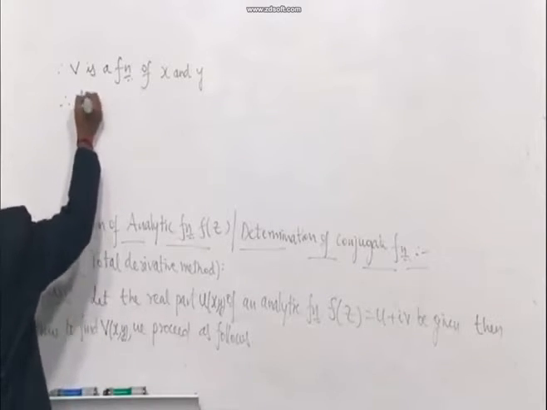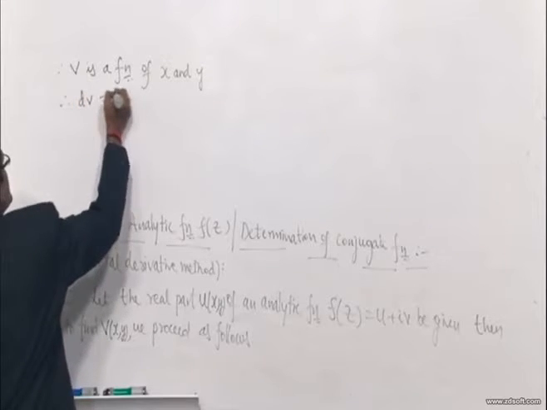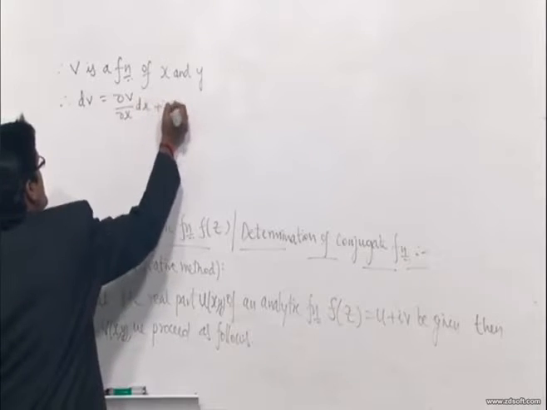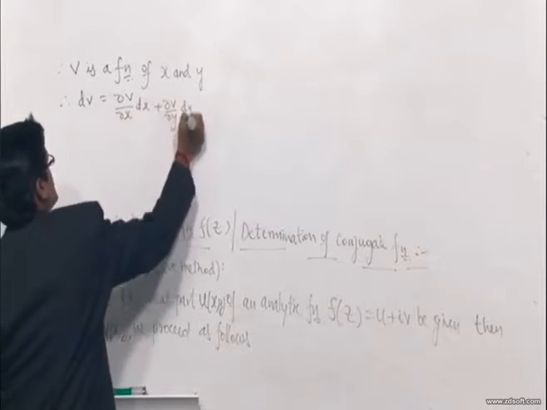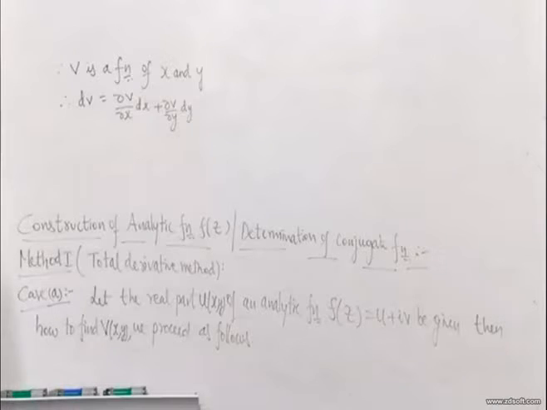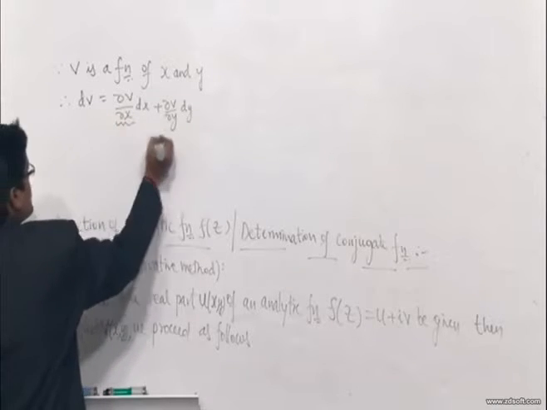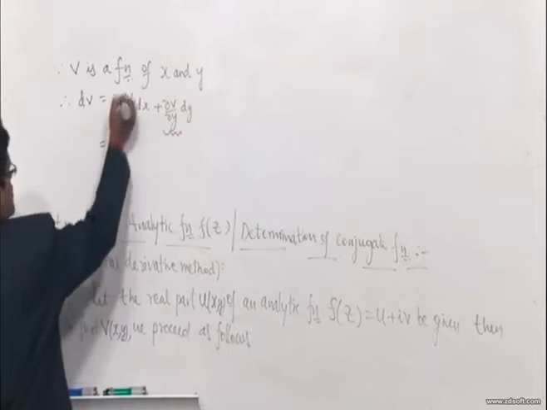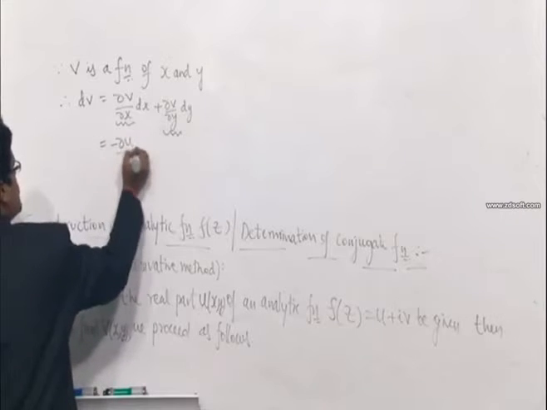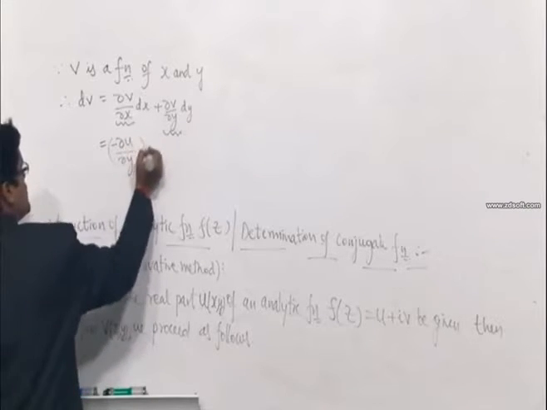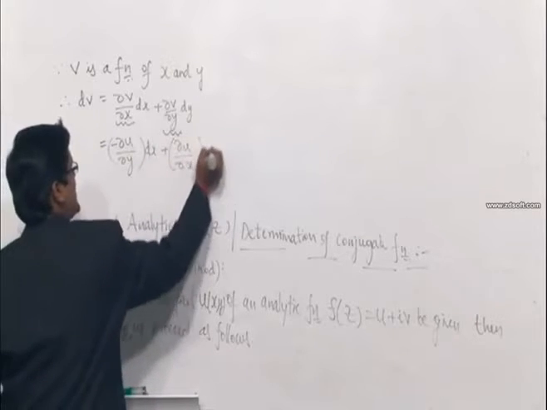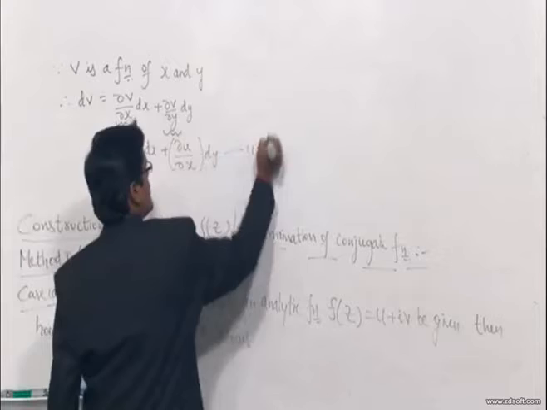Therefore, what is the total derivative definition in partial differentiation I have given? dv is equal to dou v by dou x dx plus dou v by dou y times dy, because it is a function of two variables. We don't know dou v by dou x, dou v by dou y, because v is what we are going to find, so use your CR equation. That is the advantage of CR equations. What are the CR equations here? Dou v by dou x is minus dou u by dou y into dx. Dou v by dou y is nothing but plus dou u by dou x into dy. Let us say equation 1.